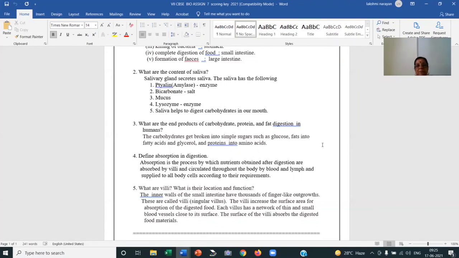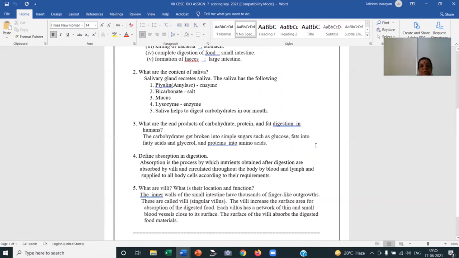Then define absorption in digestion. Absorption is the process by which nutrients obtained after digestion are absorbed by villi and circulated throughout the body by blood and lymph, and supplied to all parts of the body cells according to their requirement.